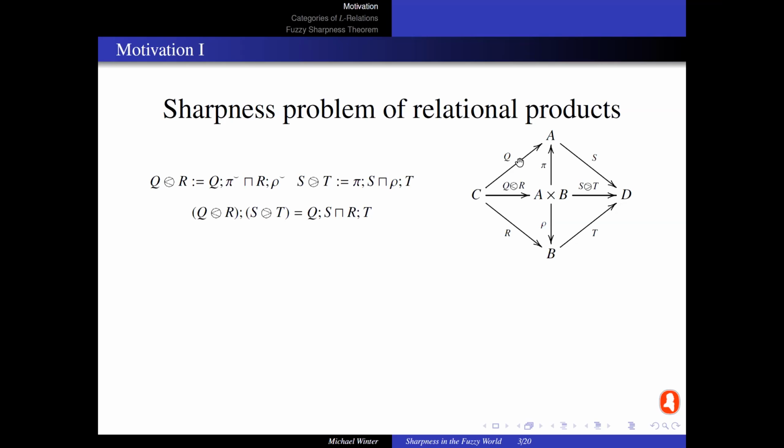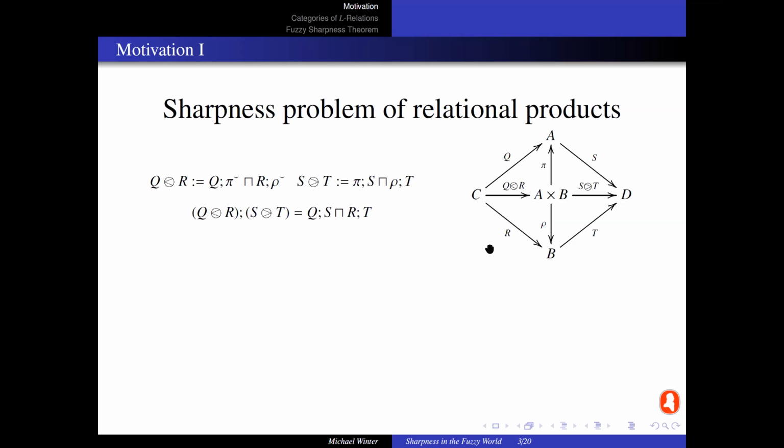Given the Q and R in this diagram, we can form what's in the middle, this pairing of Q and R. So intuitively, it relates an element from C with a pair AB, if C is related to A in the relation Q, and similarly if C is related to B in the relation R, and of course very similar on the right-hand side with S and T, just with the pairing on the left-hand side instead of the right-hand side.